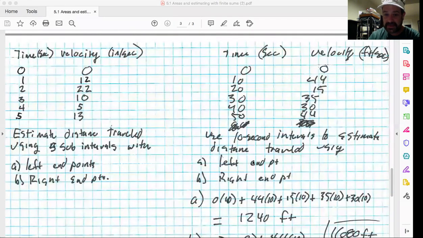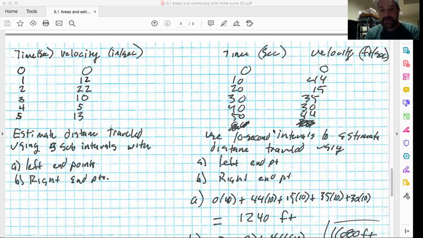Now, first we're going to use a left endpoint method. So basically we're going to use the velocity at the left endpoint of a rectangle. Then we're going to use the velocity at the right endpoint of a rectangle, and we're going to calculate the total distance traveled, because remember, distance equals rate times time. So velocity is a rate times this time. That's giving us a distance there.